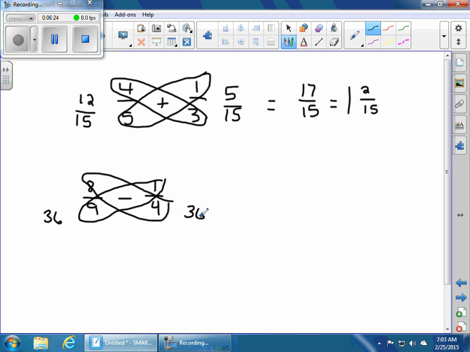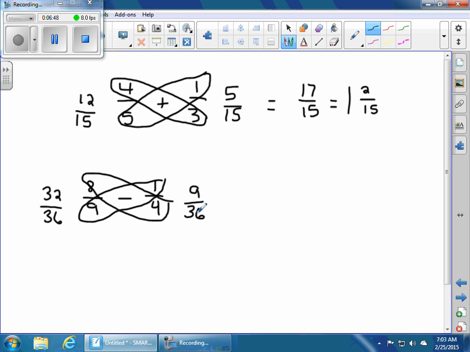So what I did was I created a like denominator. 4 times 8 gives me 32. 9 times 1 gives me 9. Now this works because to get from 4 to 36, I have to multiply by 9. So whatever you do to the denominator, you also do to the numerator.